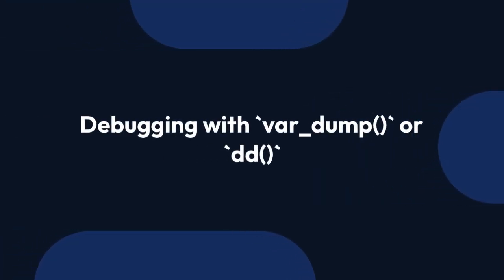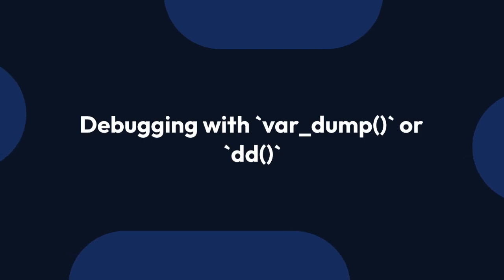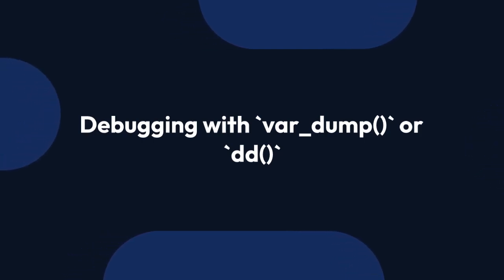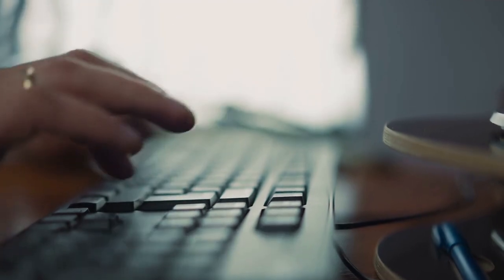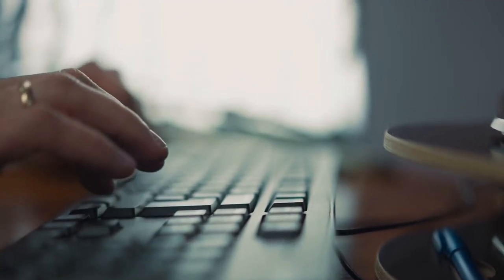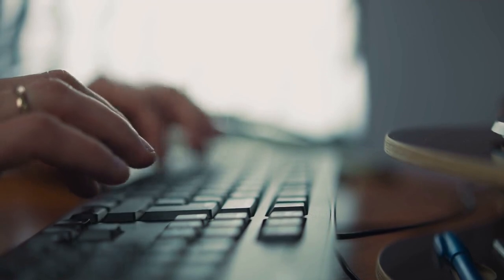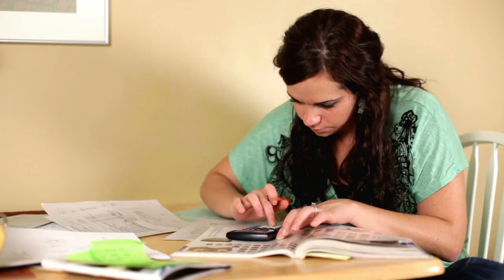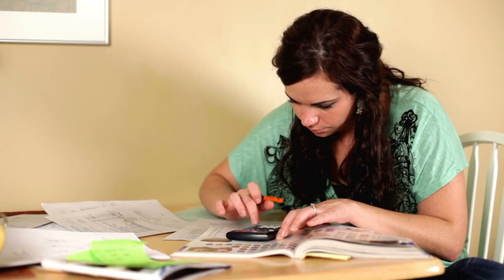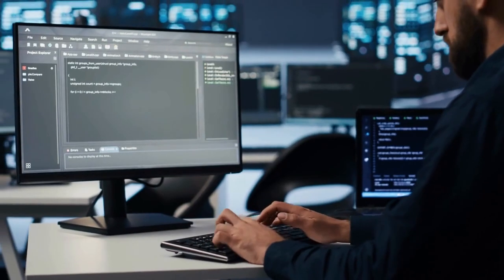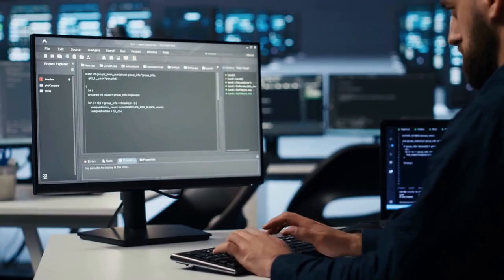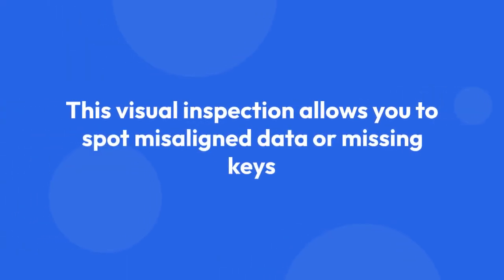4. Debugging with var_dump or dd. If you're still stuck, use debugging tools to inspect the contents of your arrays. In Laravel, the dd, dump and die function is very useful for quickly displaying the structure of the array at different points in your code to see what's actually being read from the file. PHP's var_dump provides a similar function. Print the entire row array after reading each line to see the actual data being processed. This visual inspection allows you to spot misaligned data or missing keys.